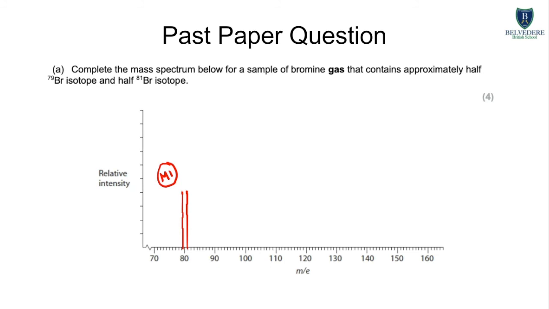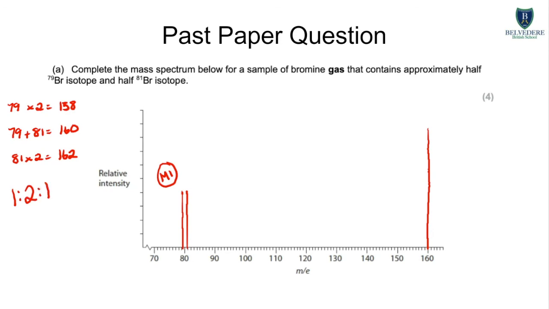Then we have, how do they combine? So if we have 79 times 2, we know that that's 158. If we have 79 plus 81, we know that's 160. And 81 times 2 is 162. So our combinations should be our other peaks at 158, 160, and 162. So we have to then put that onto our graph here, our spectrum. So we have the 160, that's going to be the most common one. Because remember, these are going to be in a ratio of 1 to 2 to 1. Then we have 158 and 162, and these should be half the height of 160. So let's have it here. Again, of course, you're going to have a ruler when you draw yours. So we get something like that.